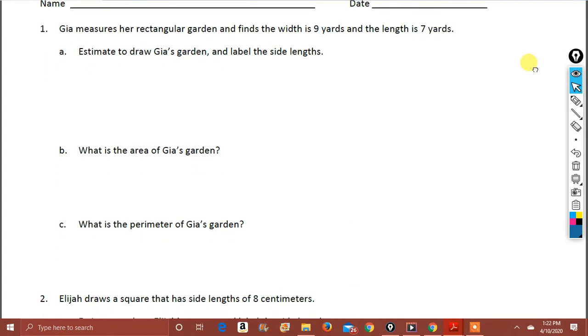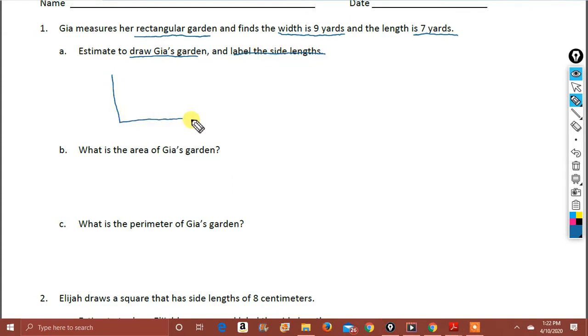We'll look at number 1. Gia measures her rectangular garden and finds the width is 9 yards and the length is 7 yards. So Gia's garden is a rectangle. It is 9 yards wide and 7 yards long. So we need to estimate to draw Gia's garden and label the side lengths. It is 9 yards wide and 7 yards long. Okay. Part B of this question asks, what is the area?